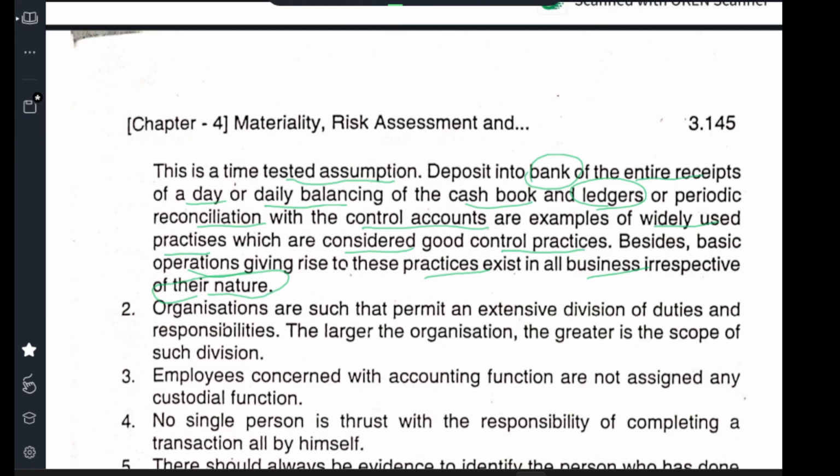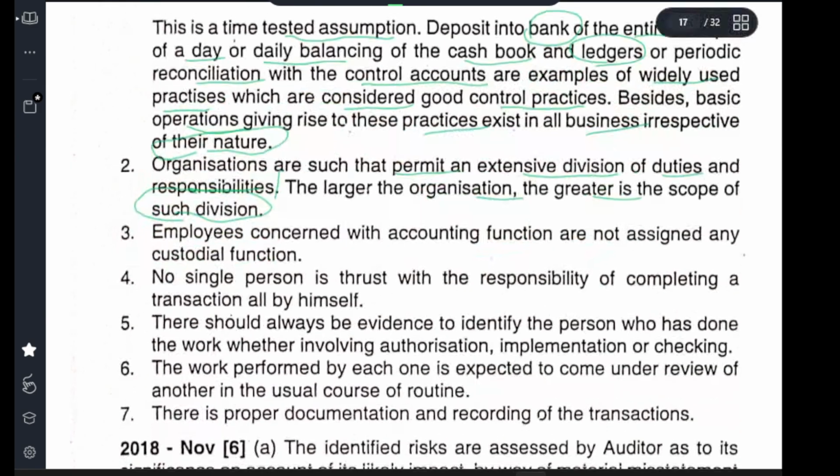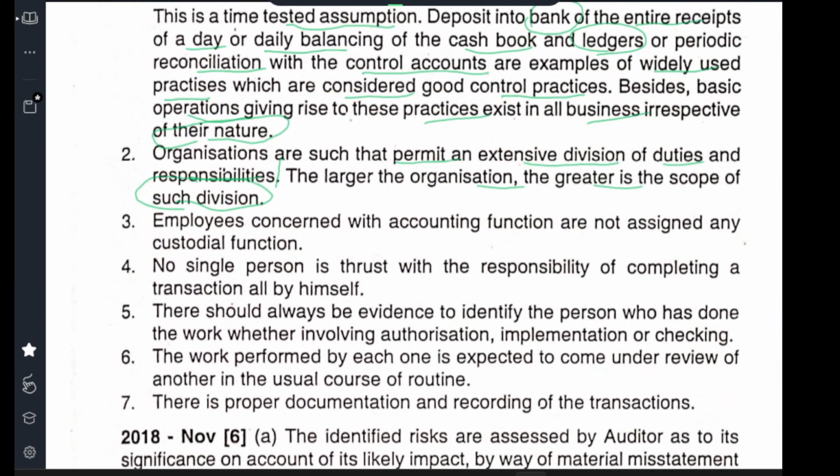Second, the ledger should be cross verified regularly. Check the entries. Organization should permit an extensive division of duties and responsibilities. The larger the organization, the greater the scope of such division. So duties are to be divided. This person should do this duty, that person should do that duty, not one person who has all the duties. The larger the organization, the larger the scope of divisions.